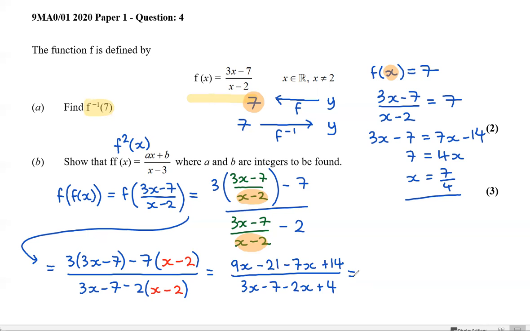Okay, nearly there. Let's just collect like terms now. So for the x terms, we're going to have 2x on top, and we've got negative 21 plus 14, so that's going to be negative 7. And on the bottom, we're going to have x, so 3x subtract 2x is x, and then negative 7 plus 4, which is negative 3. So I can see that my denominator checks out. Hopefully the numerator checks out as well.